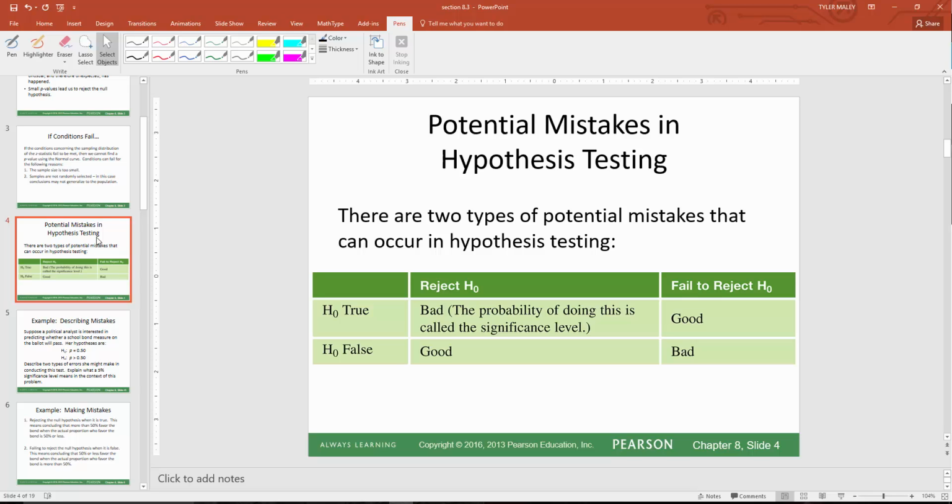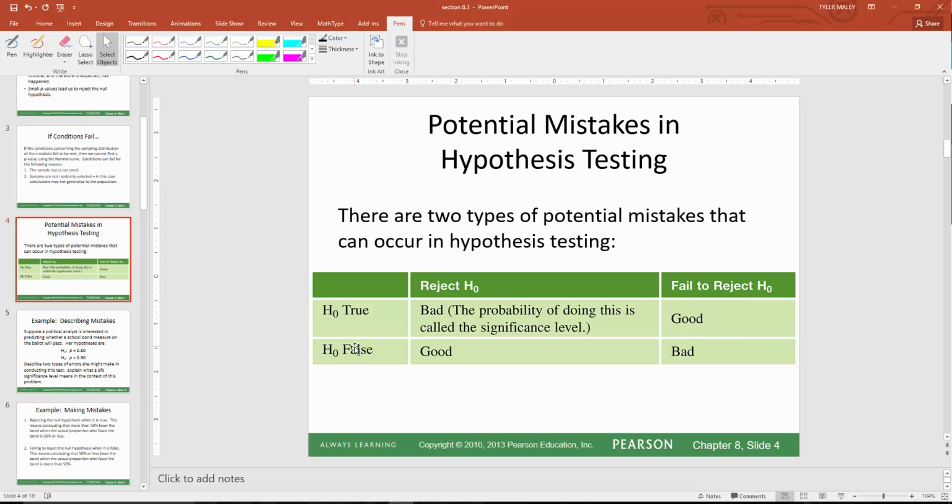So potential mistakes in hypothesis testing. There are two possible mistakes that can happen. We looked at a table like this before. One mistake is if the null hypothesis is actually true, but we reject it. So we have like a false negative in a sense. That is bad, and the probability of doing that is the significance level. We call this alpha. This box is alpha. But if the null hypothesis is true and we fail to reject it, that's good.